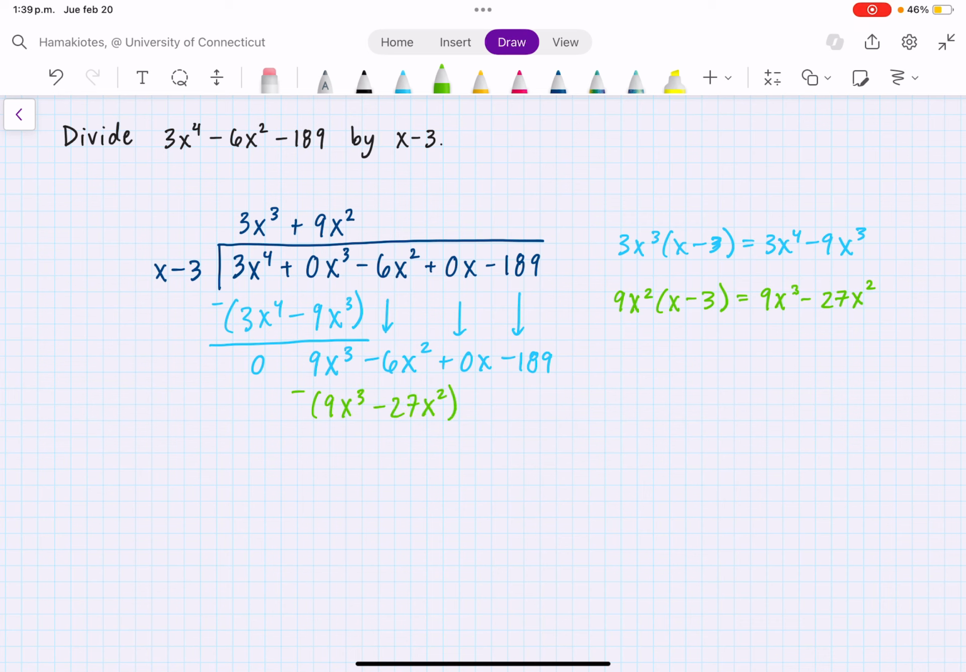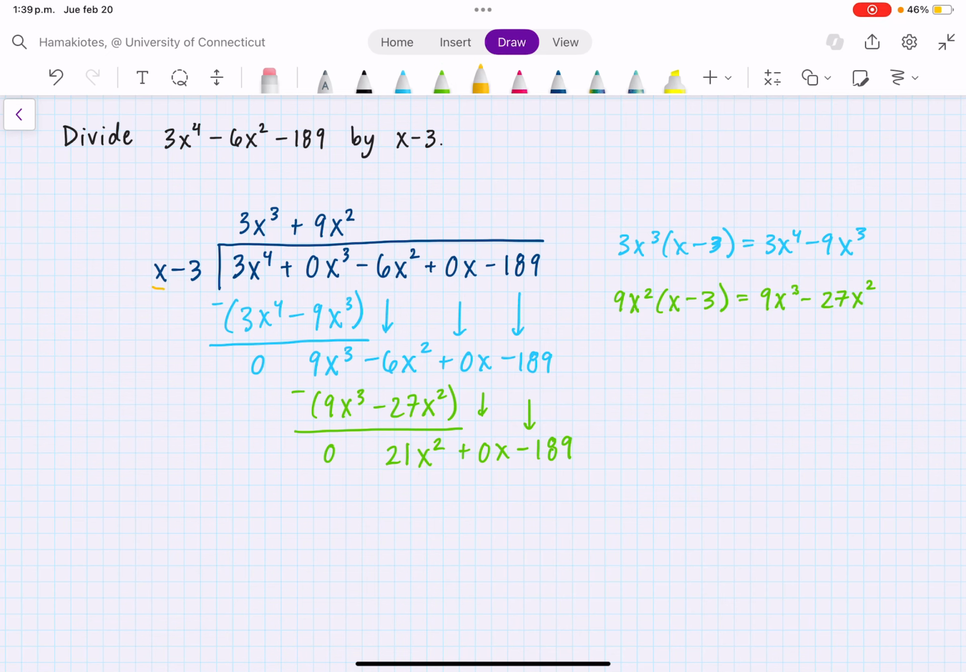So what does this give me? This gives me 9x cubed minus 9x cubed is 0, minus 6x squared minus 27x squared. So that's minus 6x squared plus 27x squared, which is plus 21x squared. Now I have a 0x that I'm bringing down, and a minus 189 that also comes down.